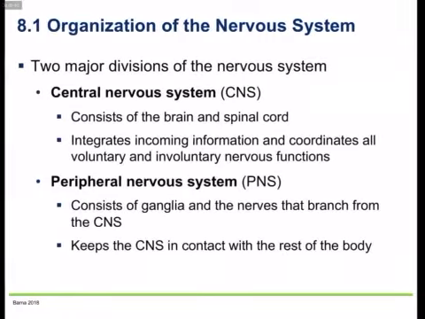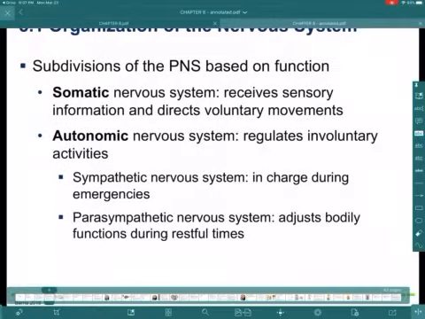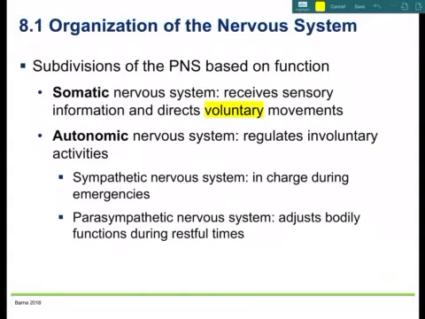Now, the peripheral nervous system can be further divided into a somatic division, which would receive sensory information from your skin, even your muscles can send sensory info, and then it's going to direct voluntary movements. That's a key term because autonomic is going to direct what's called involuntary movements.